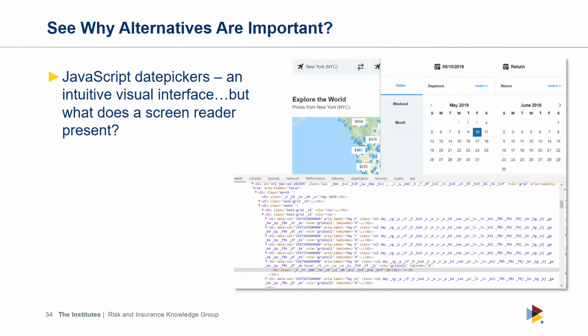Why alternatives are important. This is a date picker. Date pickers and drag and drop interfaces are not necessarily solved problems in accessibility. They have a high tendency to be completely unusable to people who are using assistive technologies.